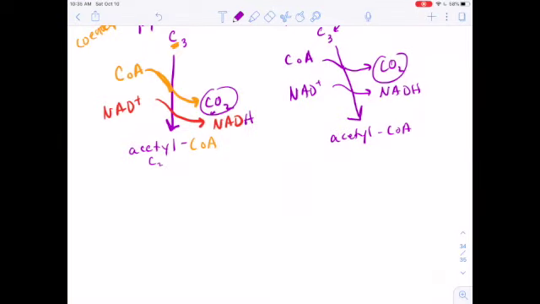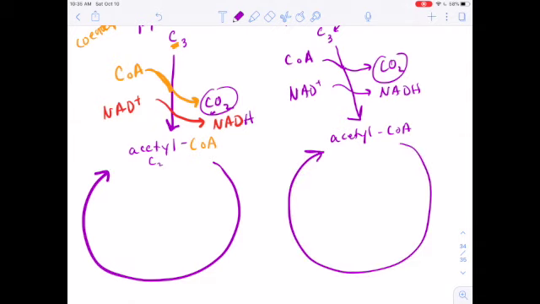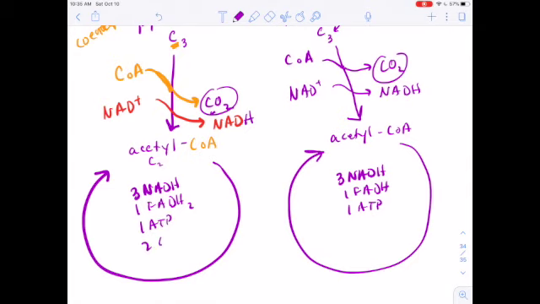Each one of these acetyl-CoAs is going to go through the citric acid cycle, and each one will give us 3 NADH. Each one will give us an FADH2. Each one will give us an ATP. And each one will spit out 2 CO2 molecules. So we just lost 1, 2, 3, 4 CO2 molecules.